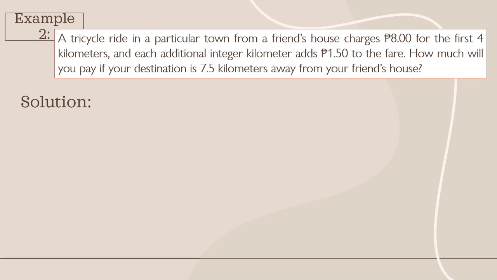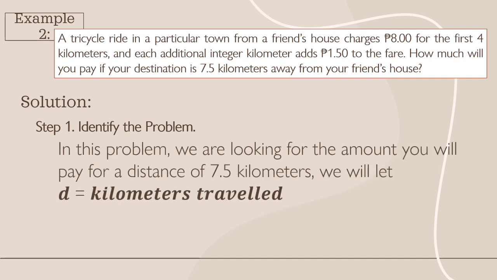So let's have now the solution. Identify the problem. In this problem, we are looking for the amount you will pay for a distance of 7.5 kilometers away. We will let D is equal to kilometers traveled.